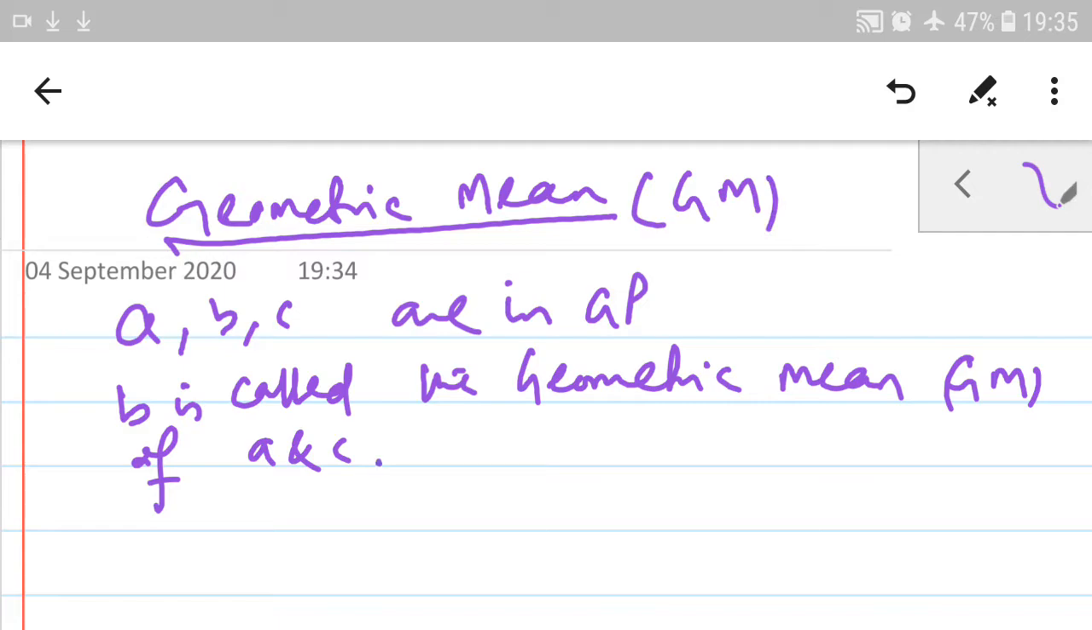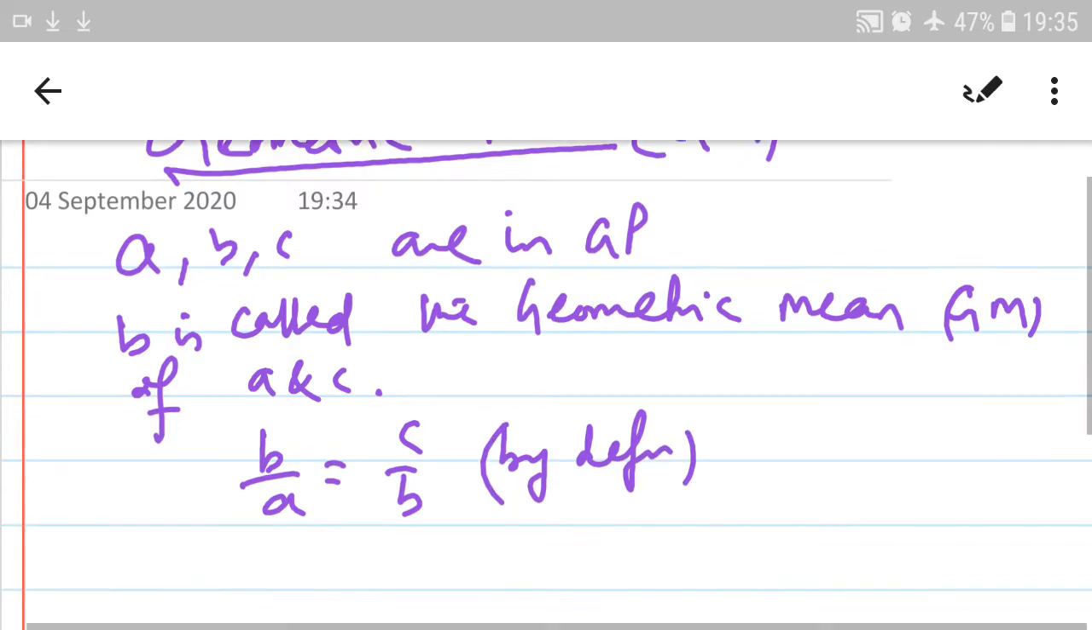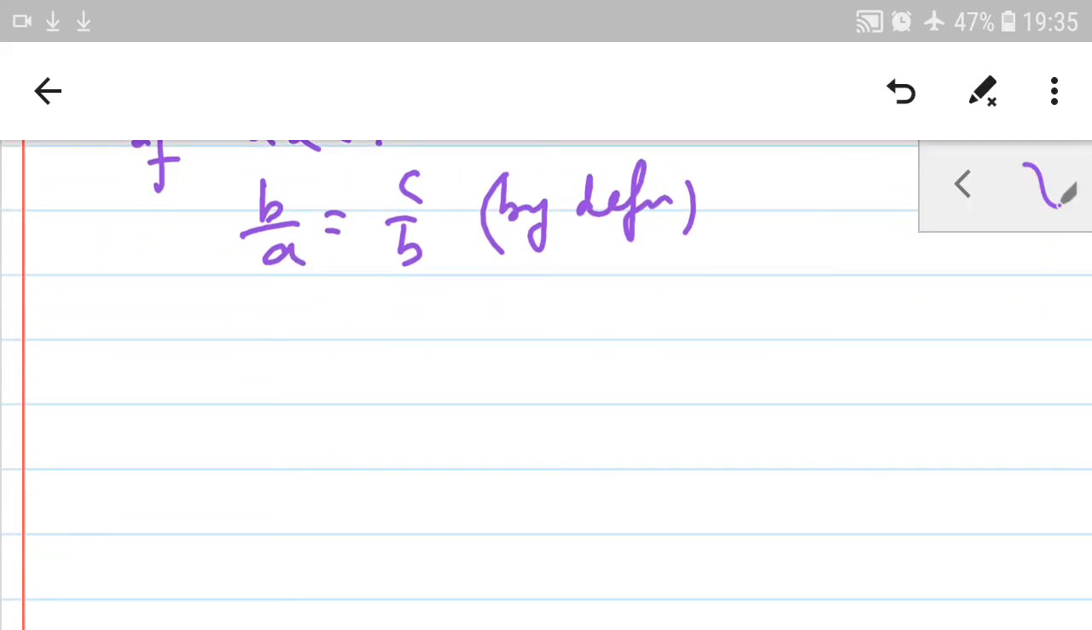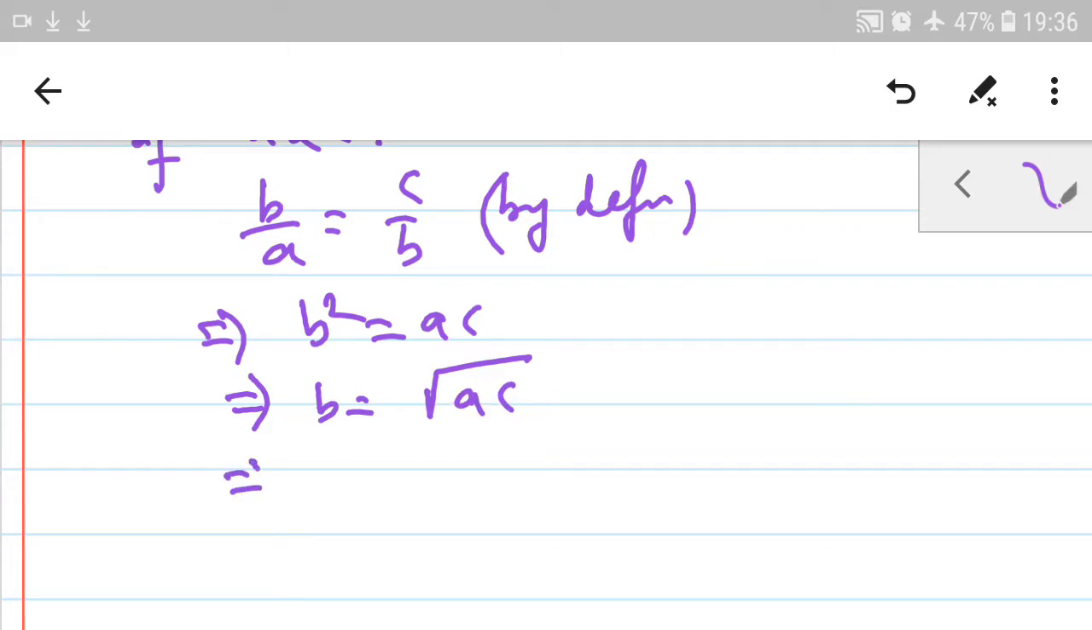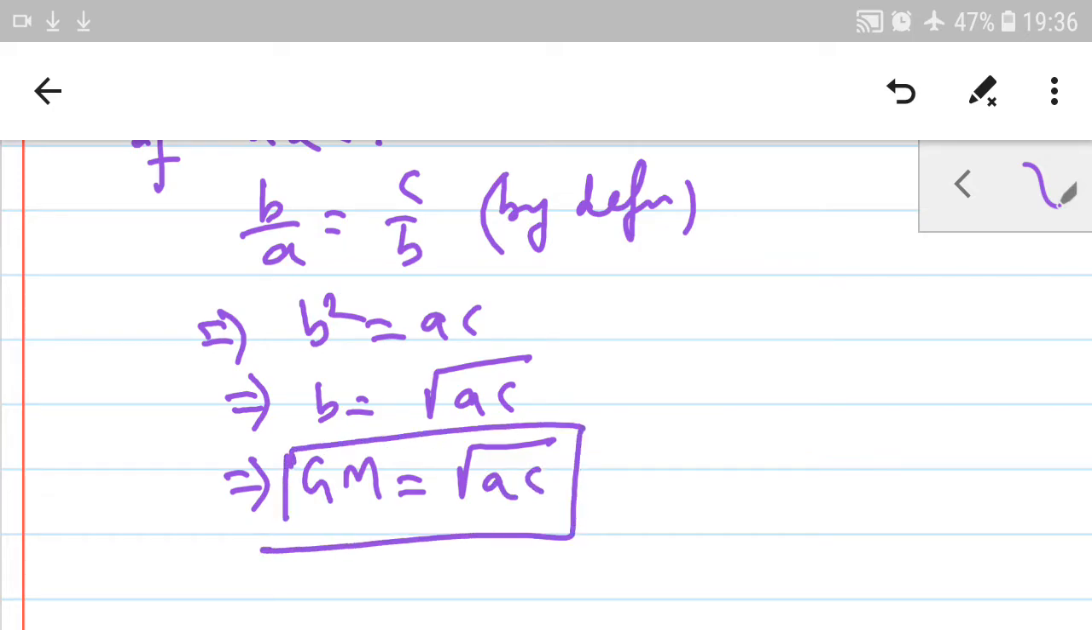Okay, so now if I go by definition, I know B by A is equal to C by B. This is by definition, right? Now here you see, if I cross multiply, then B square will be equal to AC, and B equals square root of AC. B is nothing but our GM. So GM of A and C is given by under root AC.